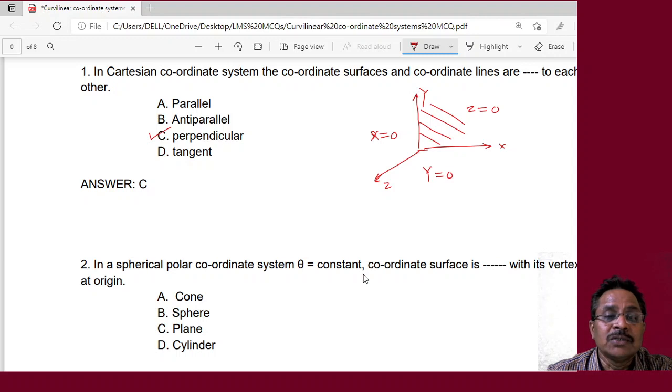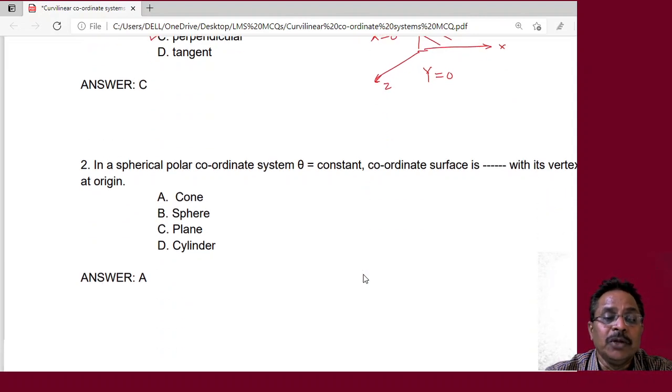So in Cartesian coordinate system, the coordinate surfaces x equal to 0, y equal to 0, z equal to 0, and coordinate lines are perpendicular to each other. So x is perpendicular to y, x is perpendicular to z, y is perpendicular to the x-axis as well as to the z-axis, and like that. That's why the correct answer of this question 1 is C, perpendicular.